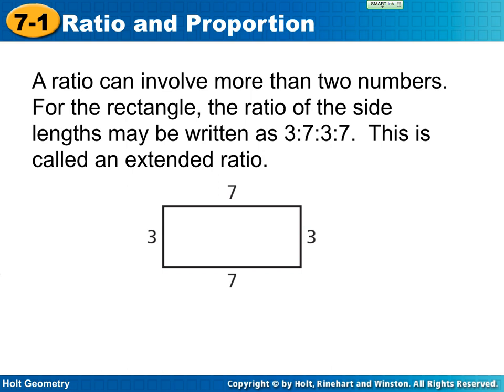Okay, ratios can involve more than 2 numbers. If so, they're usually called an extended ratio. And in our geometry concepts, we can write things with an extended ratio. For instance, if we're doing the ratio of the side lengths of a rectangle, there's 4 sides. So the ratio could be written 3:7:3:7. So there's 4 numbers in this comparison instead of just 2. That doesn't exactly fit the definition of one ratio. It's really multiple ratios kind of put together.